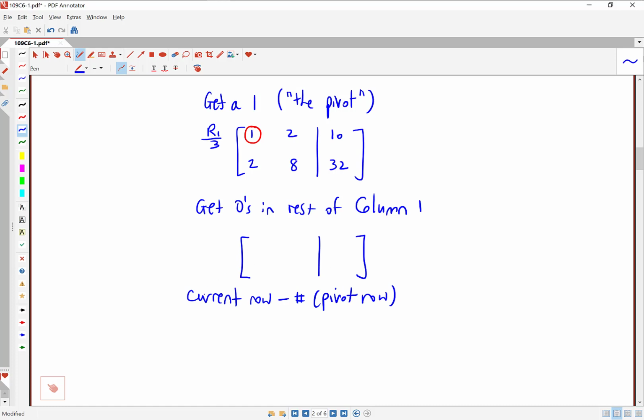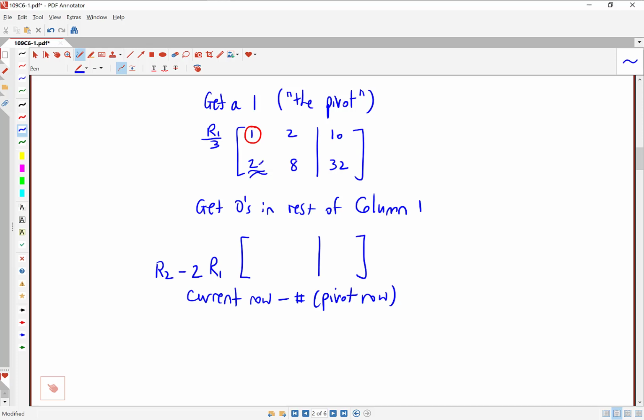So current row is whatever row we're in, that is row 2. And we're going to subtract off a number times our pivot row, being the row that has the 1 in it. So that would be row 1. The number that you want to subtract off is just the number that you're trying to eliminate. So if it's a 2 in that position that you're trying to turn into a 0, you're going to go row 2 minus 2 times row 1.